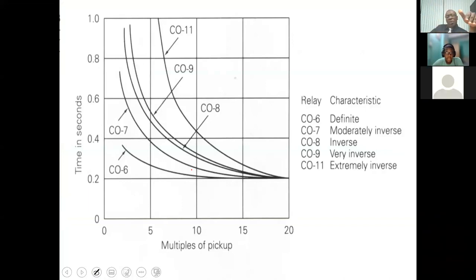So what we have here, in terms of the different relay characteristics, for the electromechanical, this is something that you would have plotted from empirical data. All right. So you have the CO6, which is a definite time relay, which is what I mentioned before. Meaning you have a specified time assigned for operation after it is energized. And then you have your moderately to your extremely inverse.